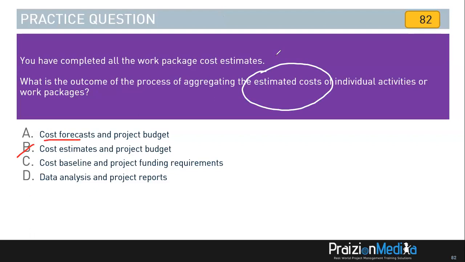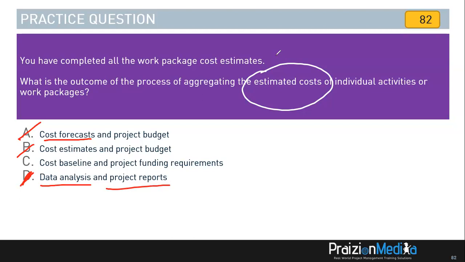It can't be cost forecasts, because that's something we do in the controlling of cost to forecast the future based on the current conditions. So a cost forecast is not a plan, it is a projection based on current conditions. So it can't be A because we're still talking about estimates. It cannot be data analysis because there's nothing to analyze. All we have is what we're planning. We also don't have project reports, so it can't be that.